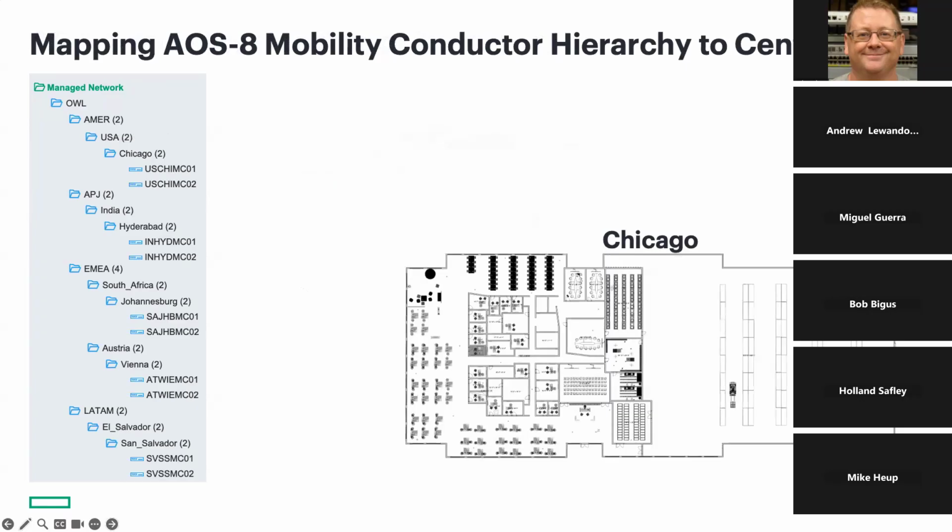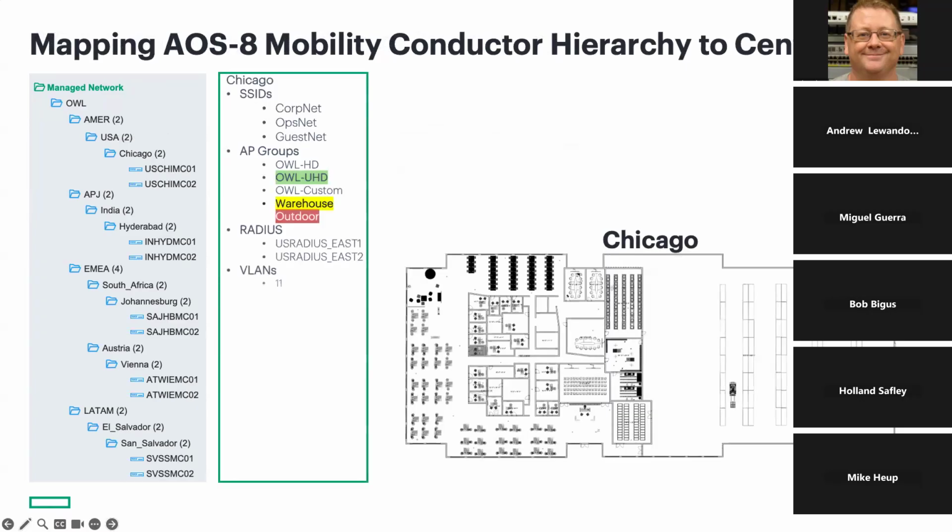Now we'll use Chicago as an example site. This is some of the configuration.